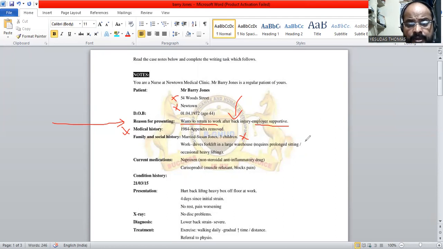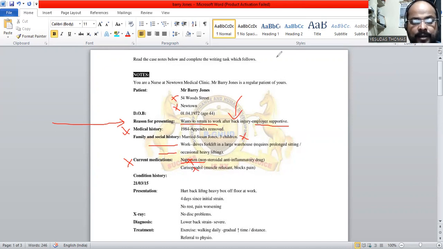But here we need something which is very relevant to the occupational therapist: work. What is his work? He drives a forklift in a large warehouse, and this requires prolonged sitting and occasional heavy lifting. Here again, we don't need this because we are writing to the occupational therapist. What type of medication have you given? No, we don't need this.